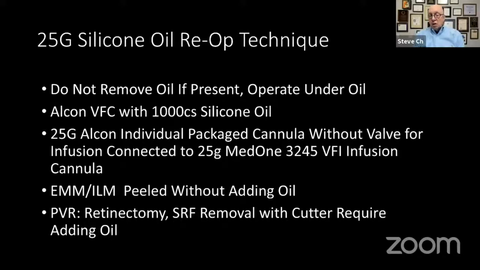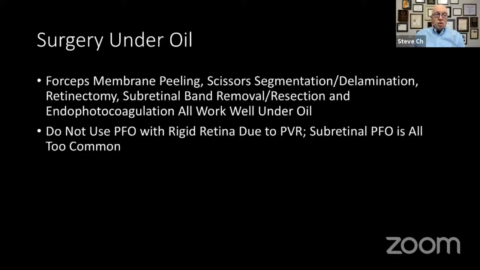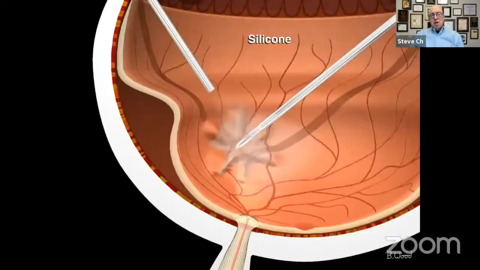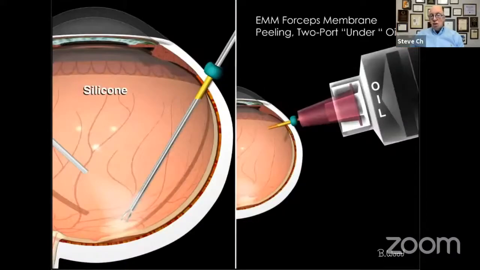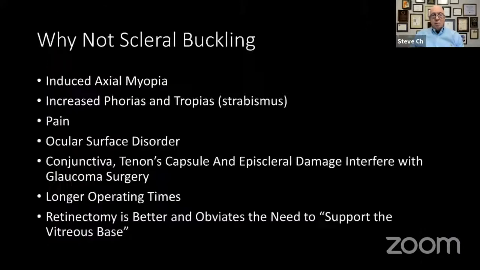But if you do a retinectomy and subretinal fluid removal, obviously you must top up the oil to make up the fluid volume. Surgery under oil, every technique that we use under fluid works fine under oil. That includes forceps membrane peeling in the diabetic case, scissor segmentation and delamination for glial recurrences, retinectomy, subretinal band removal and resection, as well as endophotocoagulation. They all work well under oil. And don't use PFO with rigid retina. It ends up in the subretinal space. So this shows you membrane peeling under oil, which again works just fine. And this shows you a 2-port technique without adding oil much for epimacular membrane under oil.